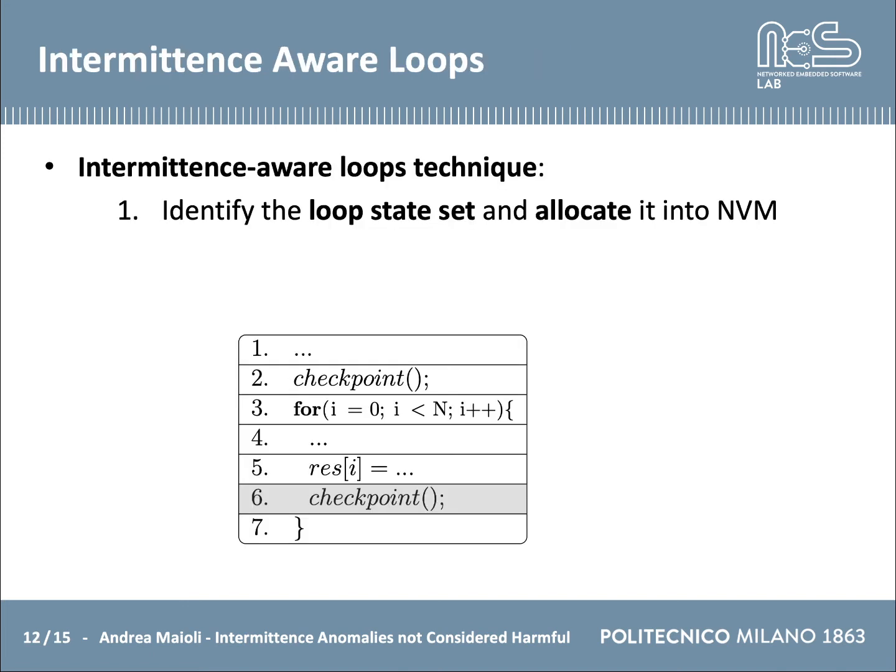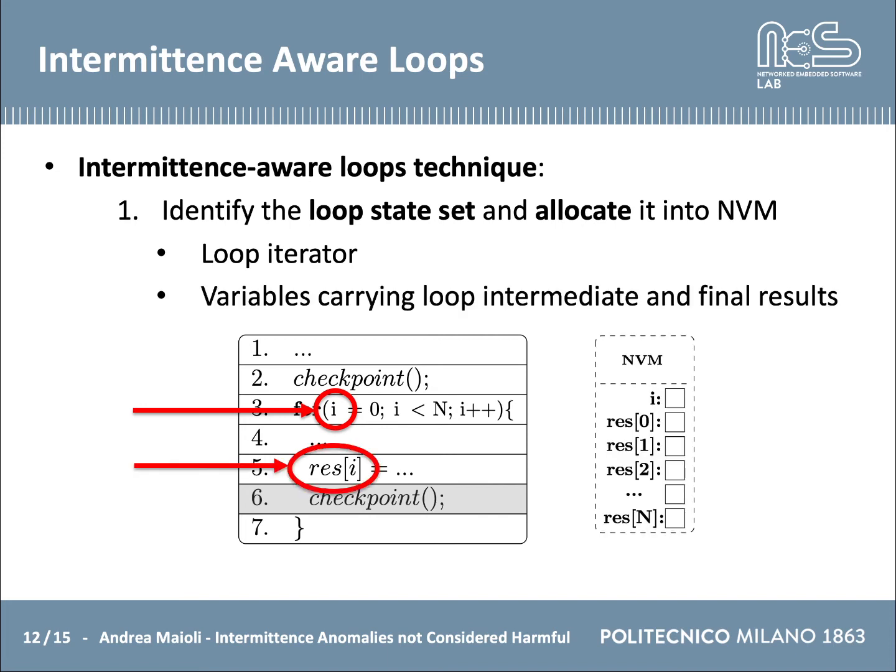The effects of applying Lapsus macros are mainly four. First, we identify the minimum amount of data that needs to be preserved across power failures, which we call the loop state set, and Lapsus allocates it into non-volatile memory. The loop state set includes the loop iterator, which in the previous example was variable i, and all the variables that carry the loop intermediate and final results, which in the previous example was variable res.